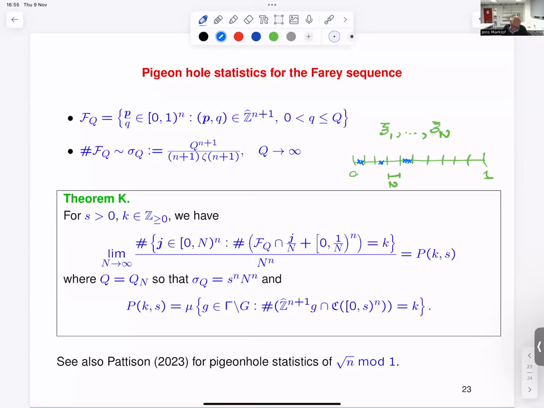And we can again use our discrete average to show that the pigeonhole statistics for the Farey sequence converges, has a limit, and this limit is again given by the probability that a random primitive lattice intersects this cone that I had on the previous slides in exactly k points. Okay, so I think I'm done.